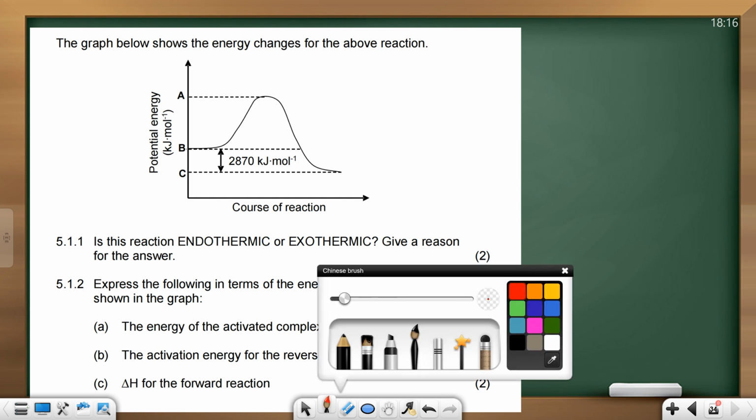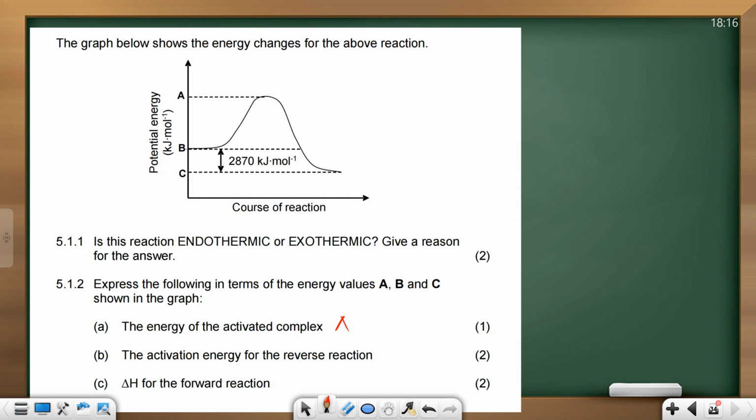Activated complex? A. Activation energy of the reverse reaction: A minus C, because it's measured from here to here. So we're looking at that space. A minus C. Now express the following in terms of Delta H for the forward reaction.